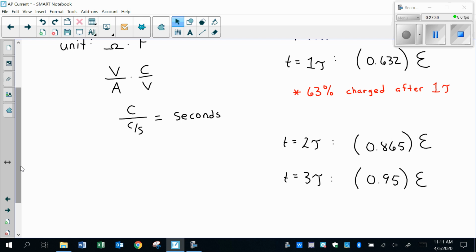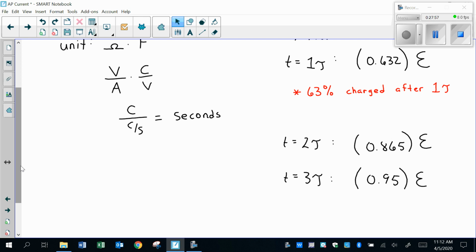If you do 4 and 5 and 6, you can figure out what the changes are. They become pretty small, relatively speaking. You go from like 95% to 98%, and beyond that, you can kind of do the math. So after three time constants, we consider ourselves full. We are technically at 95% capacity.